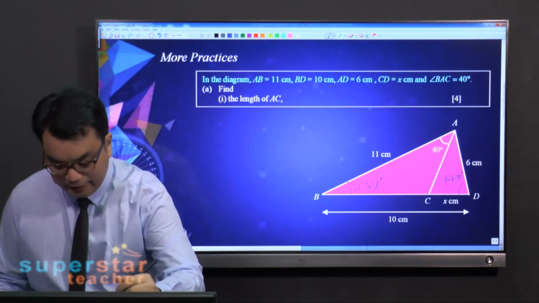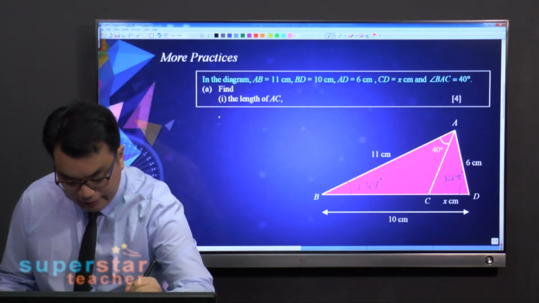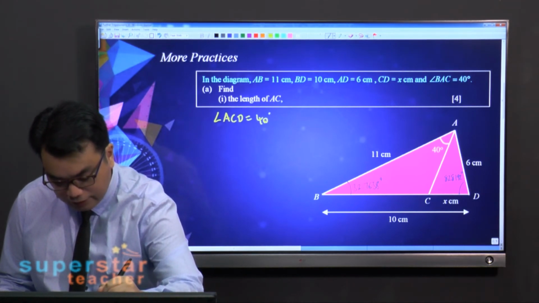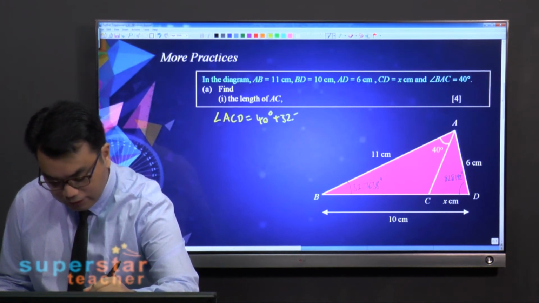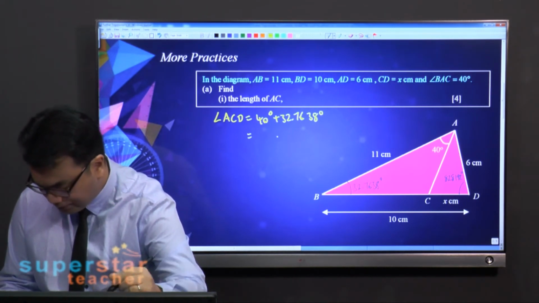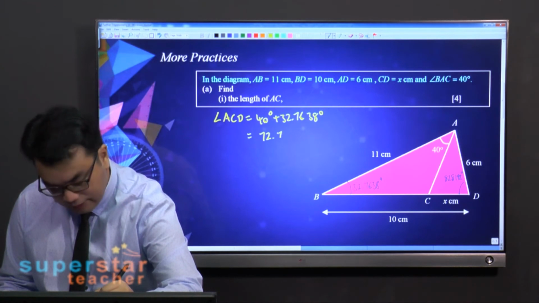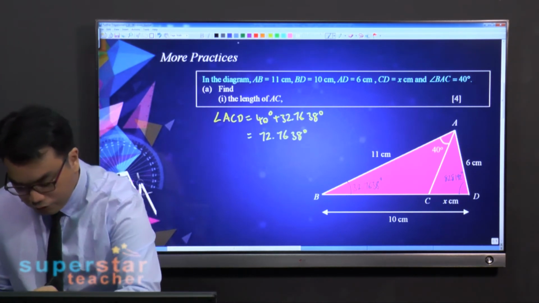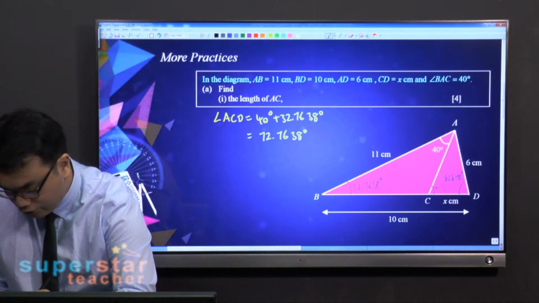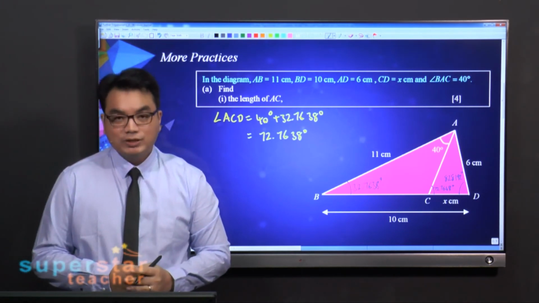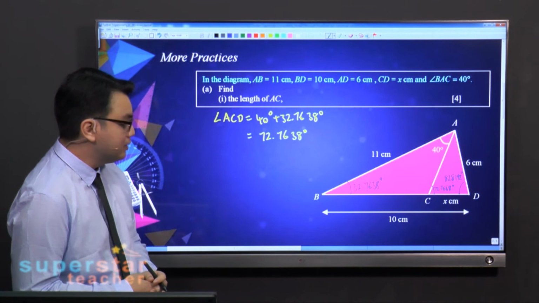So if I add them up, angle ACD equals 40 degrees plus 32.7638 degrees, which equals 72.7638 degrees. So over here, this is 72.7638 degrees. Now can I find AC? Well, I can.